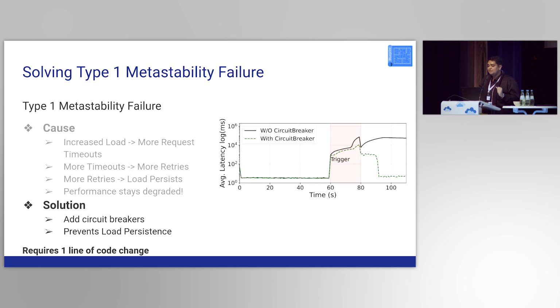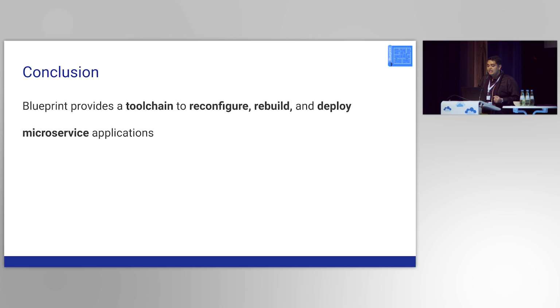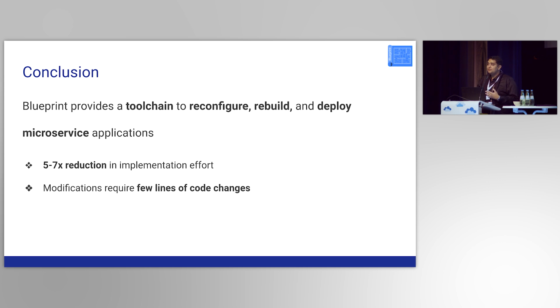This prevents load persistence, and when we build the system, we can see that with circuit breakers, the metastability failure goes away. Blueprint reduces the effort required by researchers to perform experiments. In conclusion, Blueprint provides a toolchain to configure, build, and deploy microservice applications, leading to a 5 to 7x reduction in implementation effort, requiring very few lines of code change to perform modifications.